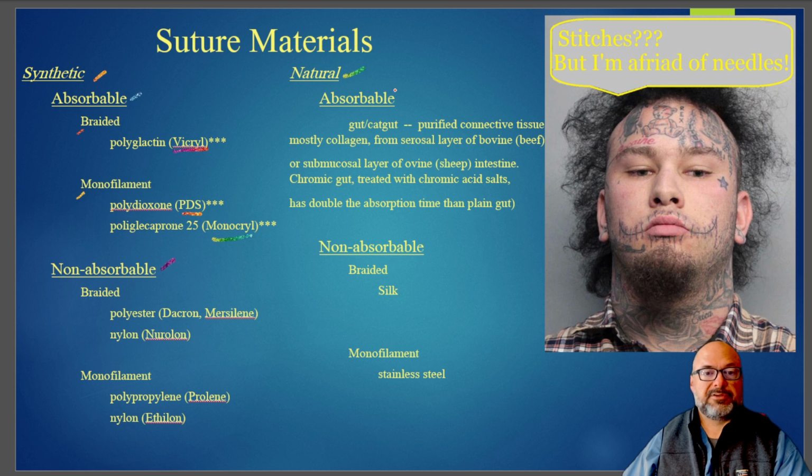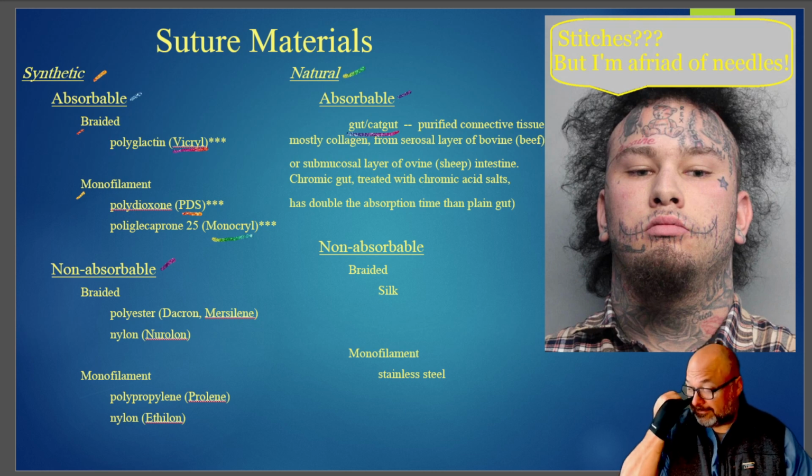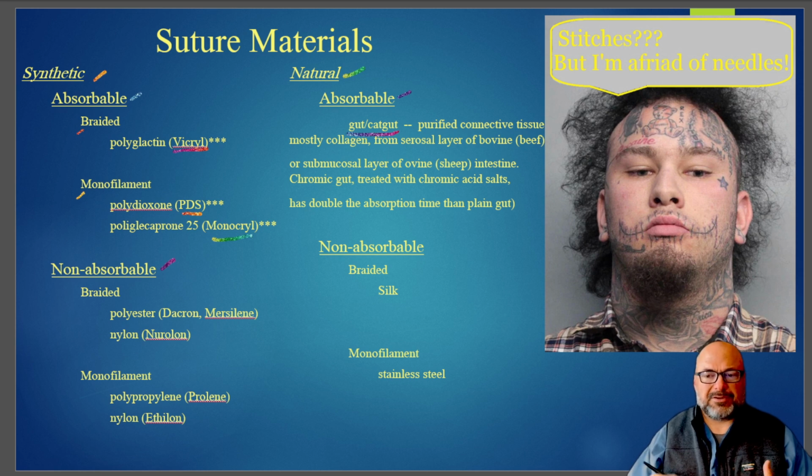When it comes to natural materials, the natural absorbable, really gut or catgut, is the big one. This is connective tissue, mostly collagen, that comes from the serosal layer of bovine or from the submucosal layer of ovine intestine. Chromic gut is just that same type of gut material that's treated with a chromic acid salt. So that lengthens the time to absorption. Chromic has a bit of increased tissue reactivity in the healing process. We'll talk more about that in a minute.